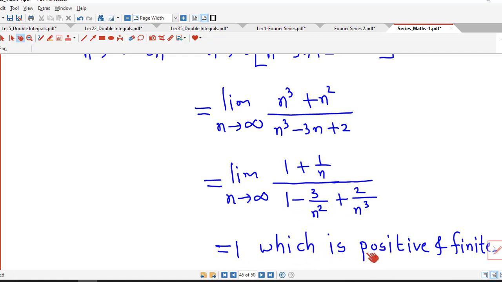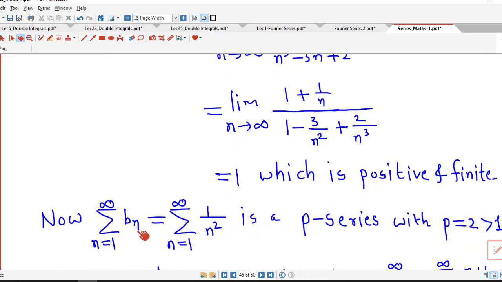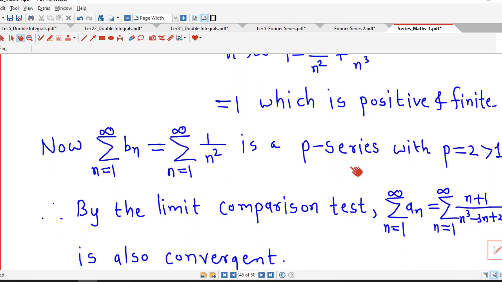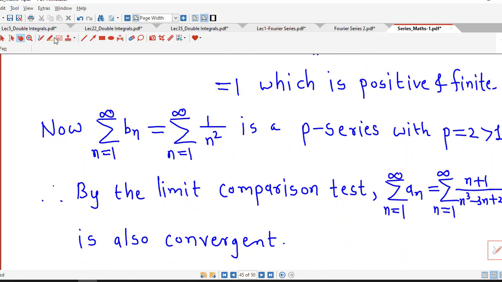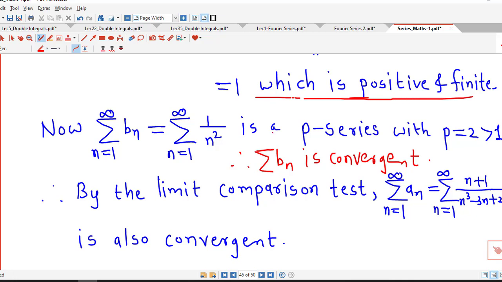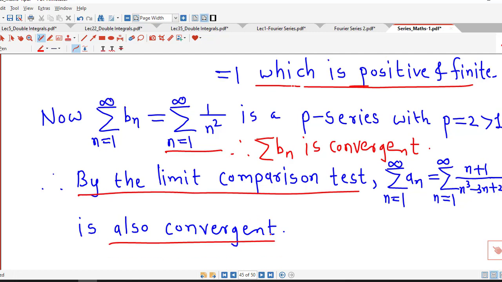So the limit is positive and finite, and our selected series sigma bn equal to sigma 1 by n square is a p series with p equal to 2 greater than 1, and therefore sigma bn is convergent because p is greater than 1. So the limit of an upon bn as n tends to infinity is positive and finite, and sigma bn is convergent. Therefore, by the limit comparison test, sigma an is also convergent.